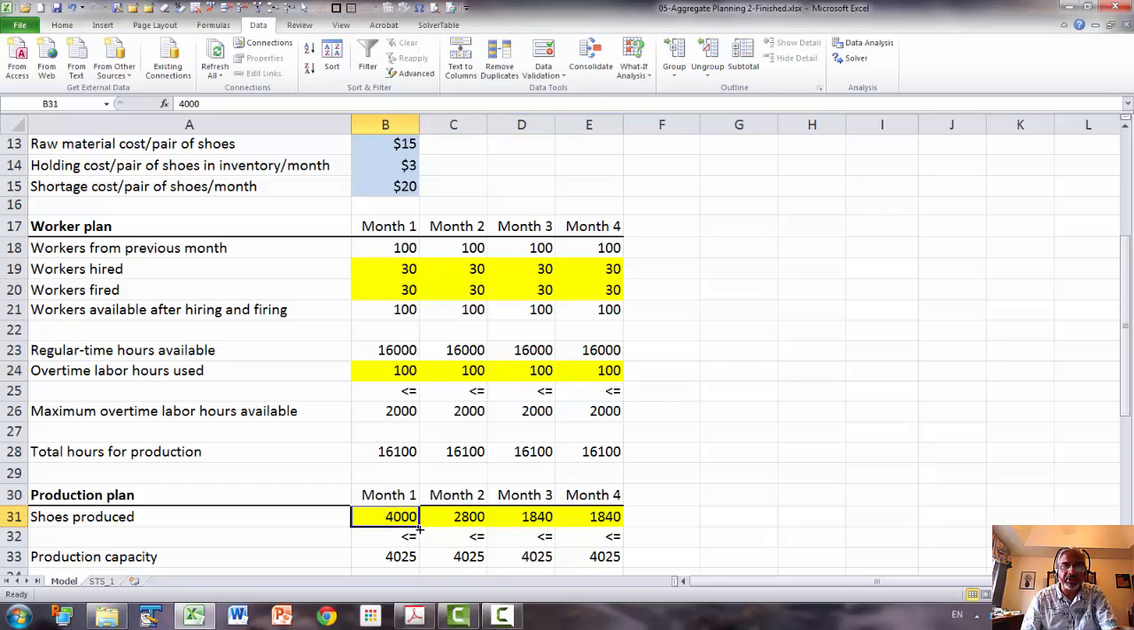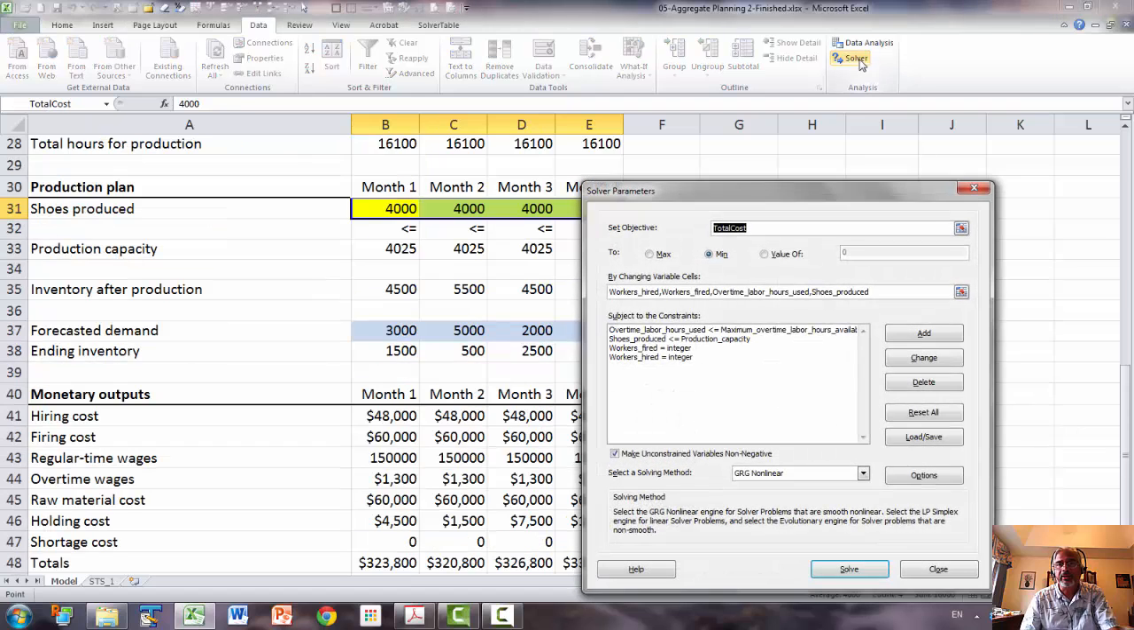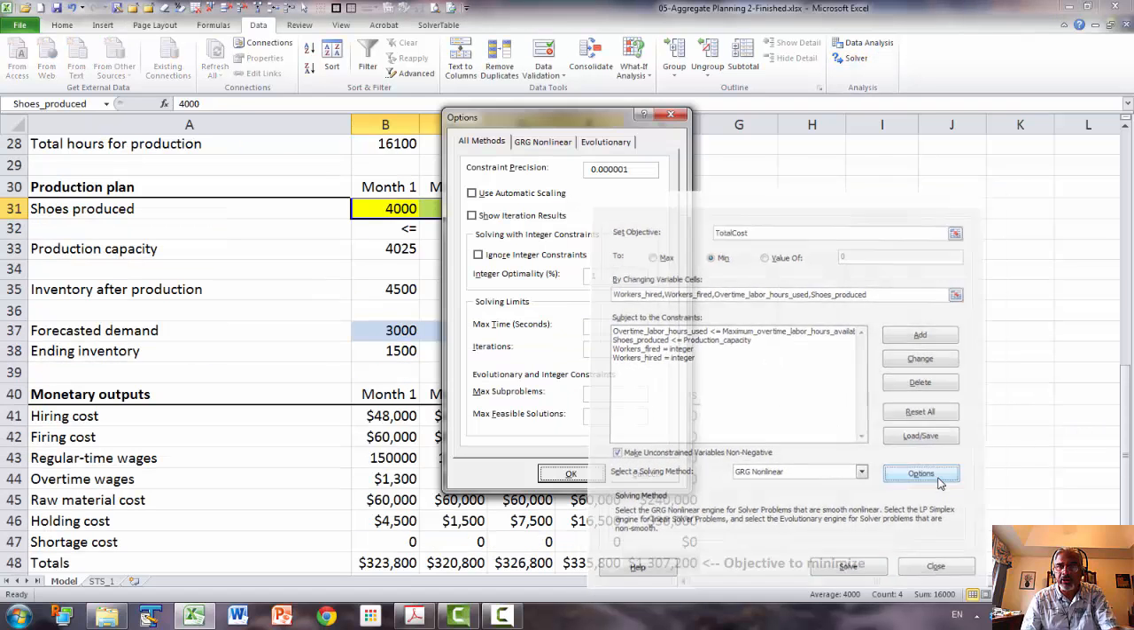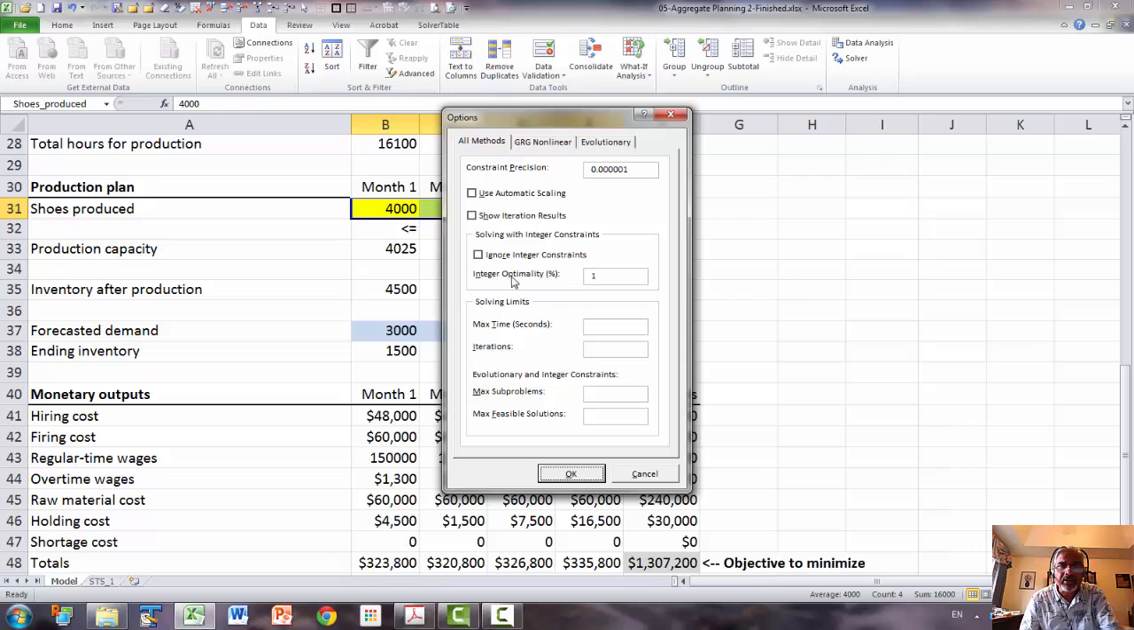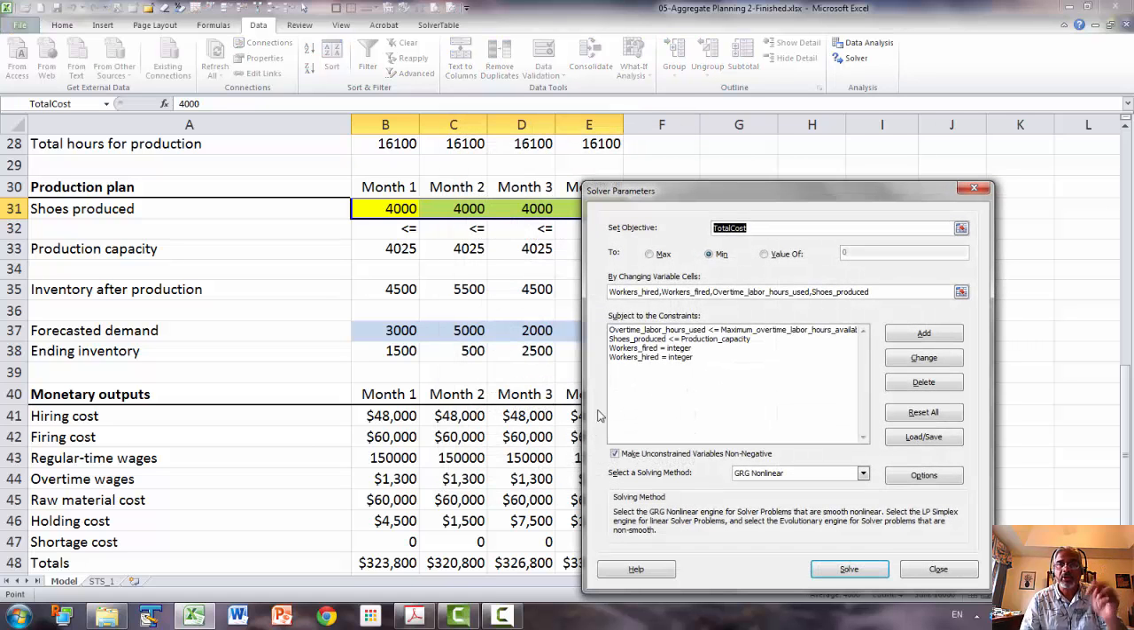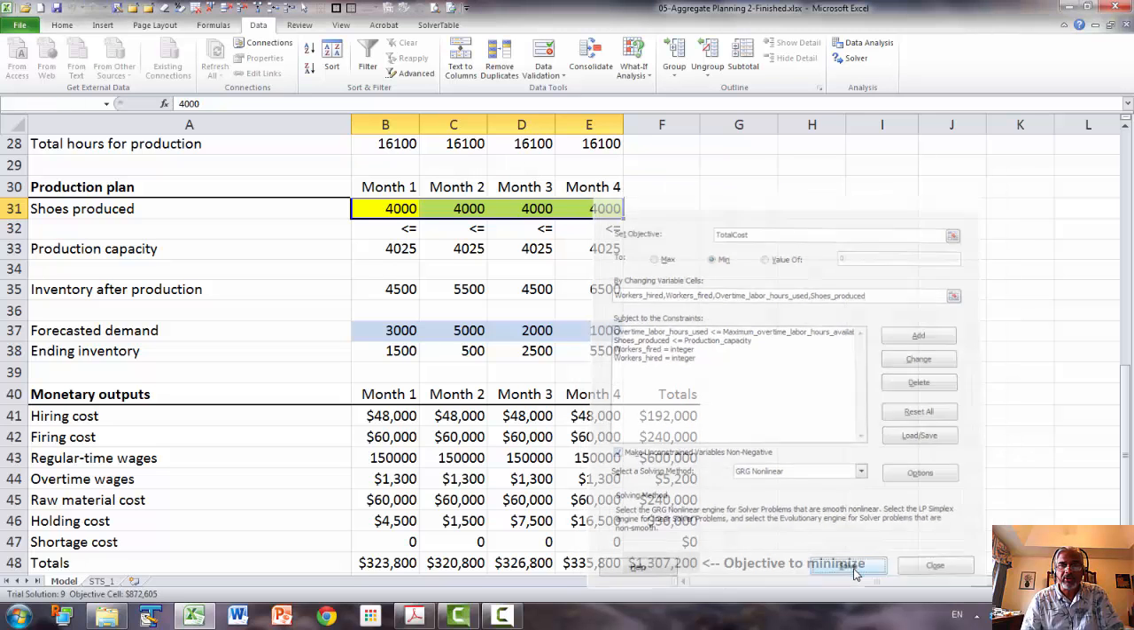So remember, this is just the initial set of values. And we'll also go back into options and see. Integer optimality, we'll put that to 0, and this is unchecked because we have two integer constraints. Okay, so now solve again.